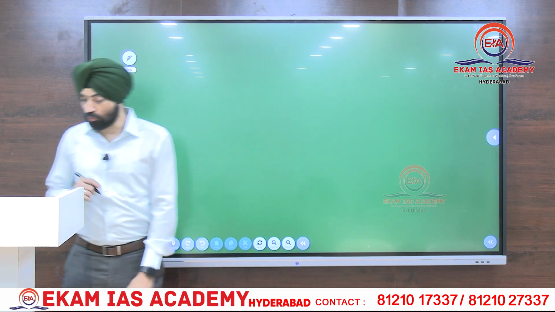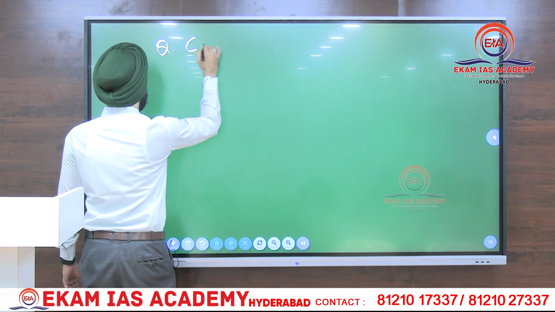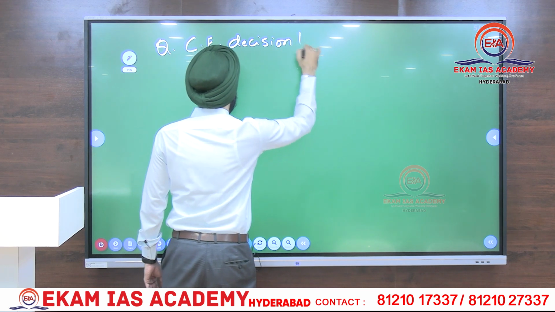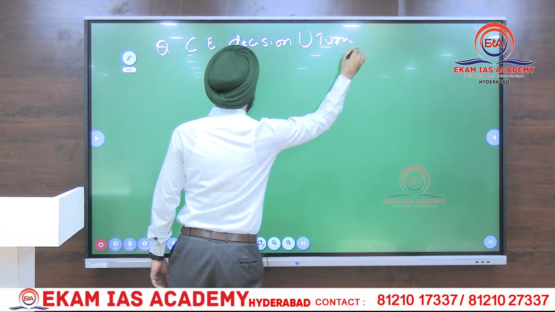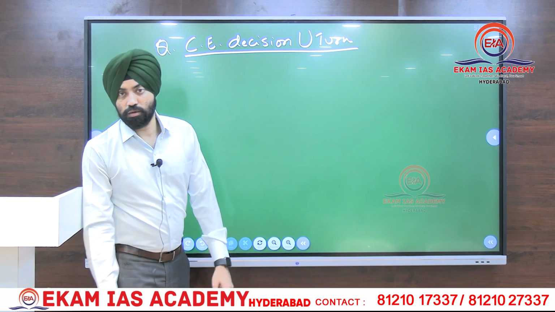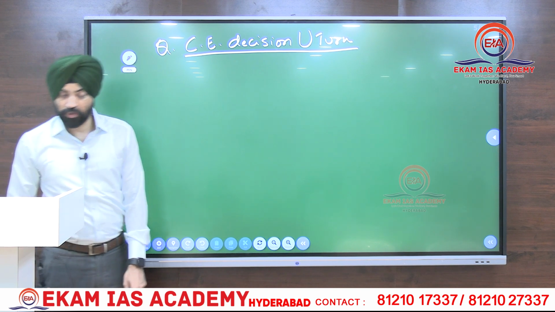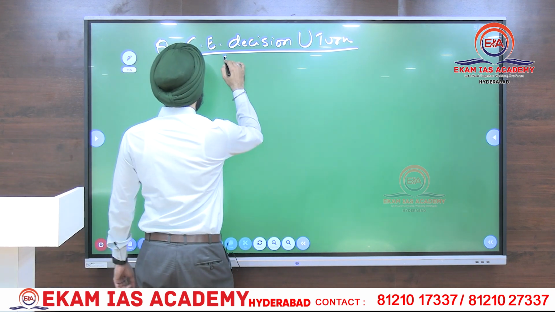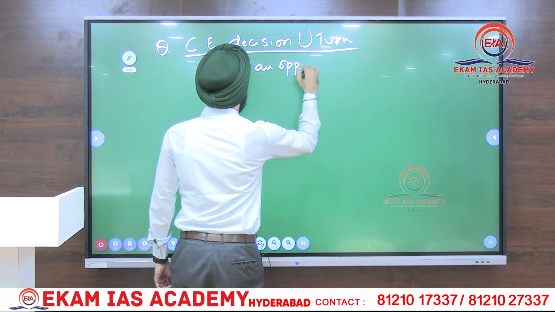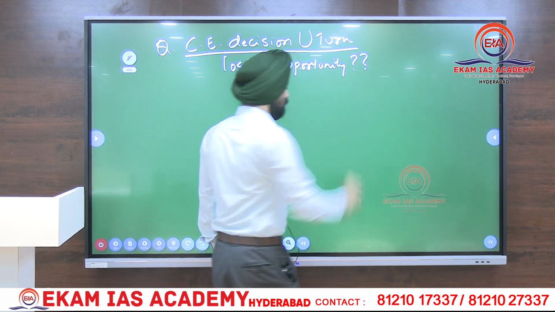Let's break the question. What is the first question? They are asking us to critically examine the decision of the government. And what is this decision about? Taking a U-turn. And then what is the next line? Do you think the government lost an opportunity of earning what? Forex reserves.